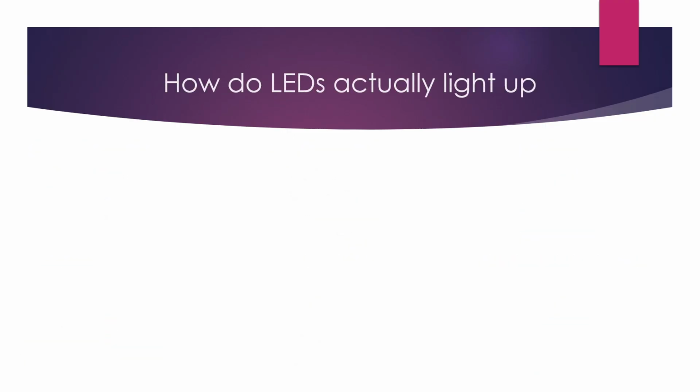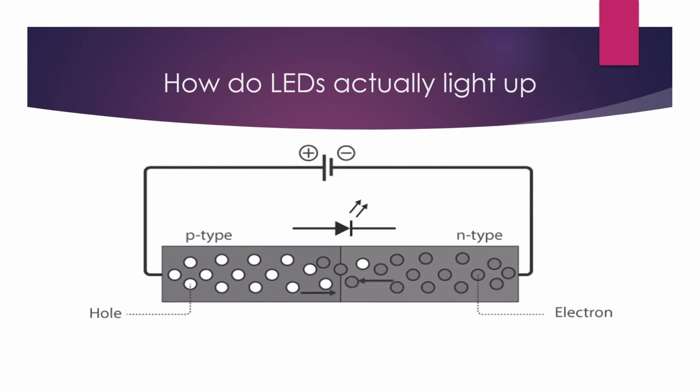So, how do LEDs actually light up? When you apply a voltage in the correct direction, electrons flow through the LED. Inside, this movement of electrons releases energy in the form of light. This process is called electroluminescence. Each LED is made from different semiconductor materials, which determine the color of light it emits.